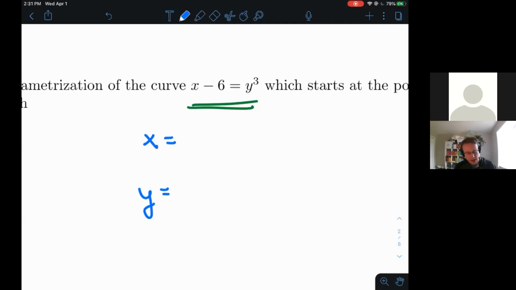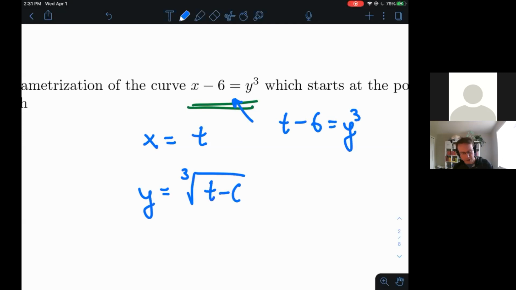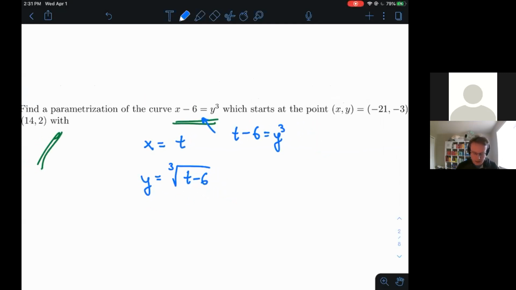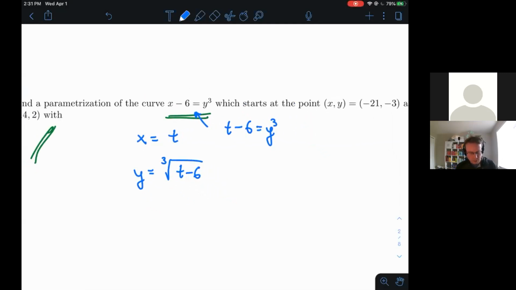If we were to follow just very straightforwardly what I came up with last time, I would try x is equal to t maybe to start with. And y then, well, if we plug this in, we'd have t minus 6 is equal to y cubed. So if I wanted to solve for y, we would just take the cube root, so the cube root of t minus 6 here. And we can see that this is a parameterization for the curve, but we have to worry a little bit about our starting point and ending point.